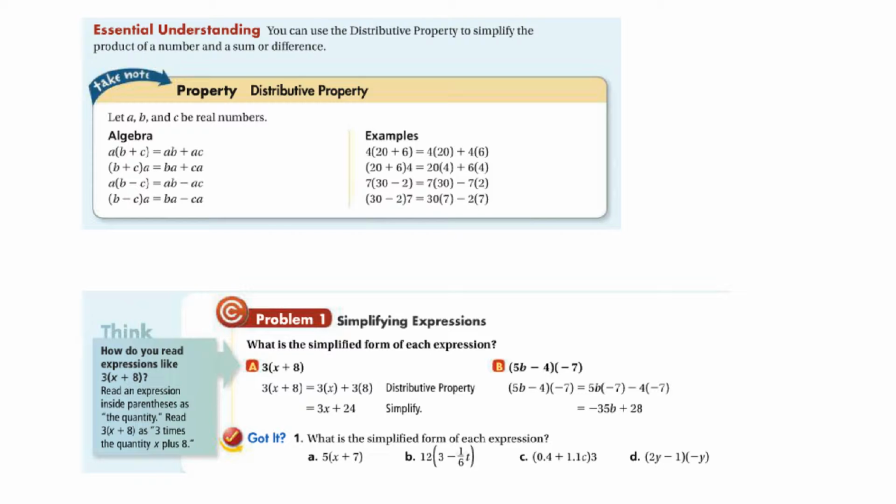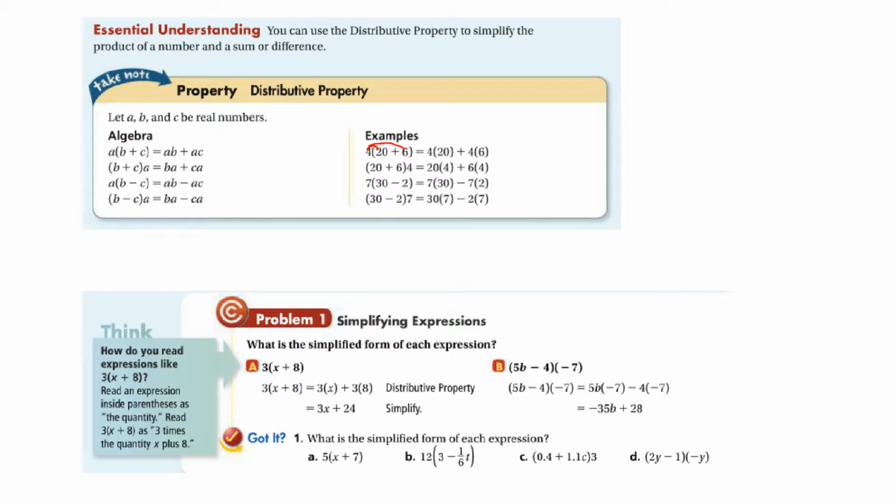We use the distributive property to simplify the product of a number and a sum or difference. If we look in the distributive property box here, we can see some examples of that. We take what's outside the parentheses and multiply it by what's inside. So in the example, we have 4 times 20 plus 4 times 6. And it doesn't matter whether the number on the outside of the parentheses is in front of the parenthesis or behind it. It works the same way.